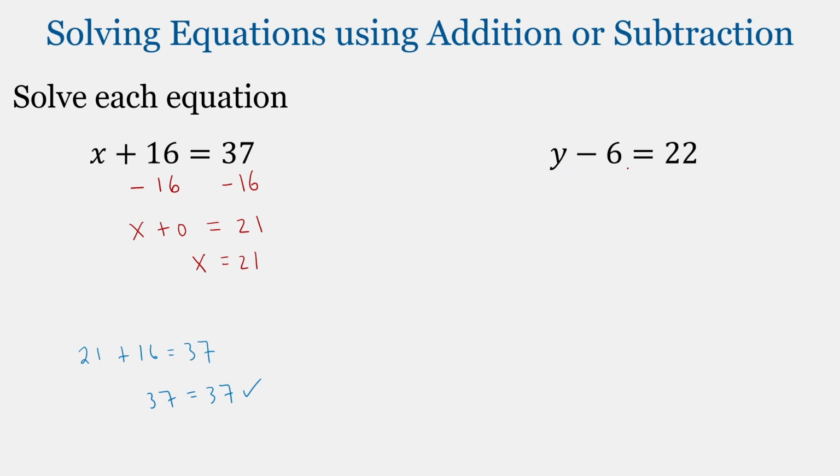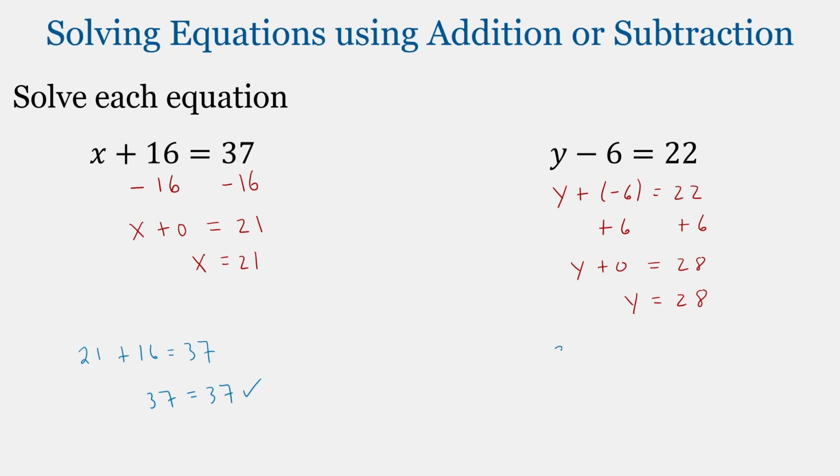Now we have y minus 6 equal to 22. So in this case, we have the number negative 6. We can write this as y plus a negative 6 is equal to 22. So we're going to add 6 to both sides. So when we have subtraction at the start, y minus 6, we have to add 6 to both sides. This gives us y plus 0 equal to 28. And then this is y equal to 28.